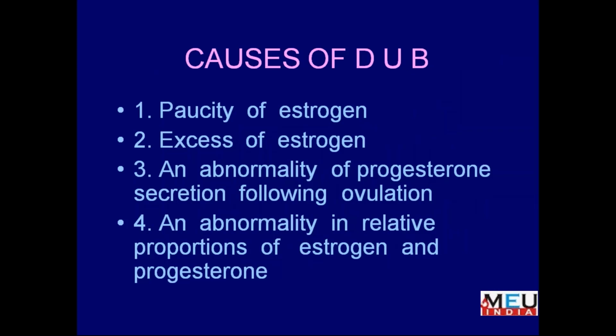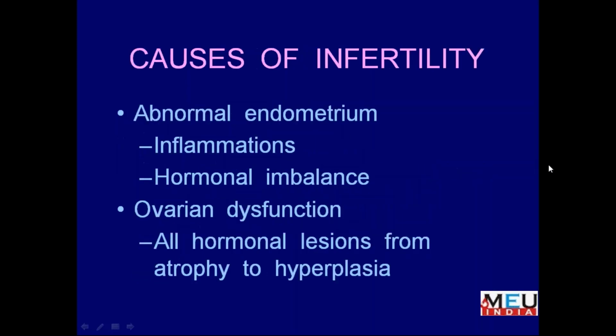The important causes of dysfunctional uterine bleeding are paucity of estrogen or excess of estrogen. There can be an abnormality of progesterone secretion following ovulation, or an abnormality in the proportion of estrogen and progesterone relative to each other. So the entire interplay of these hormones, less estrogen, excess estrogen, abnormal progesterone, and their amounts relative to each other, can cause different patterns in the endometrium.